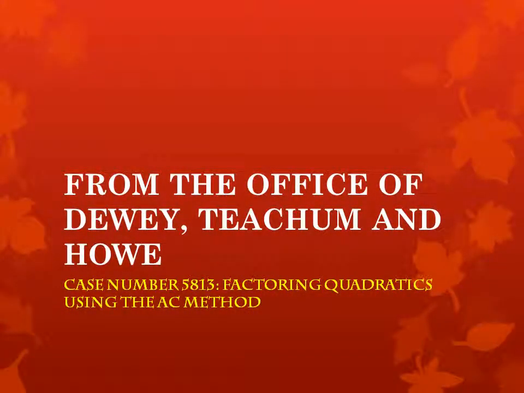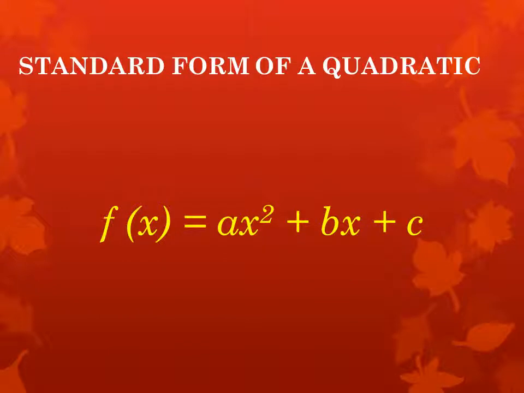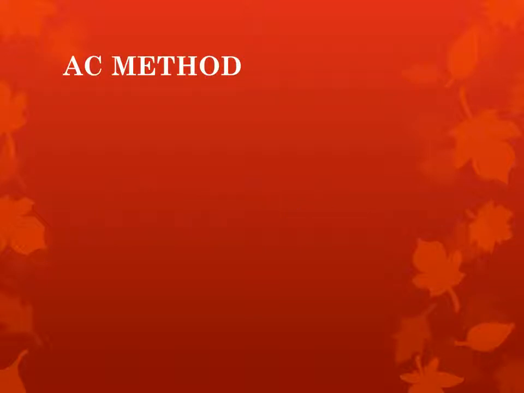From the Office of Dewey, Teacham and Howe, case number 5813, factoring quadratics using the AC method. If you recall, the standard form of a quadratic is the function of x equals a times x squared plus b times x plus c. The following steps will guide you through using the AC method of factoring.